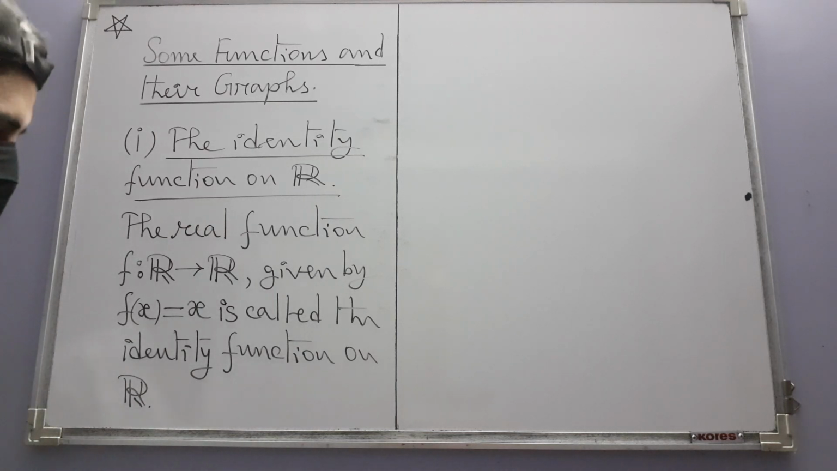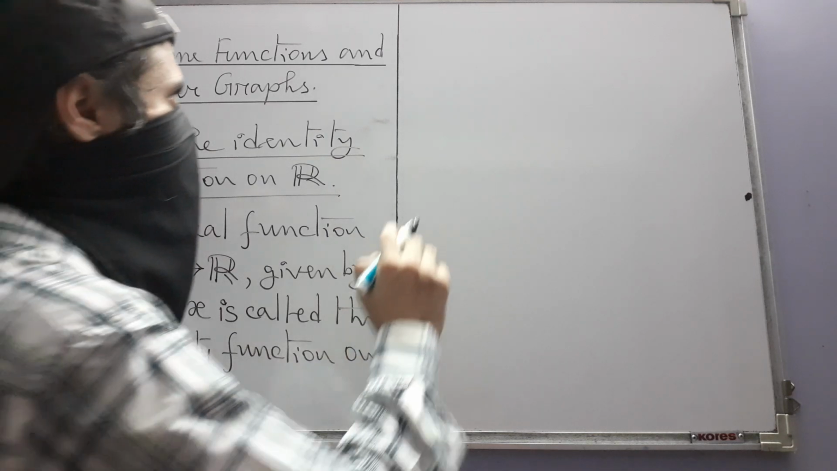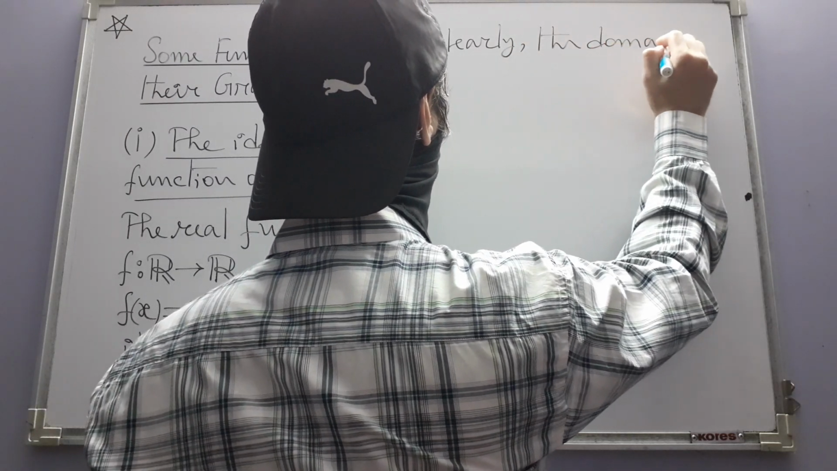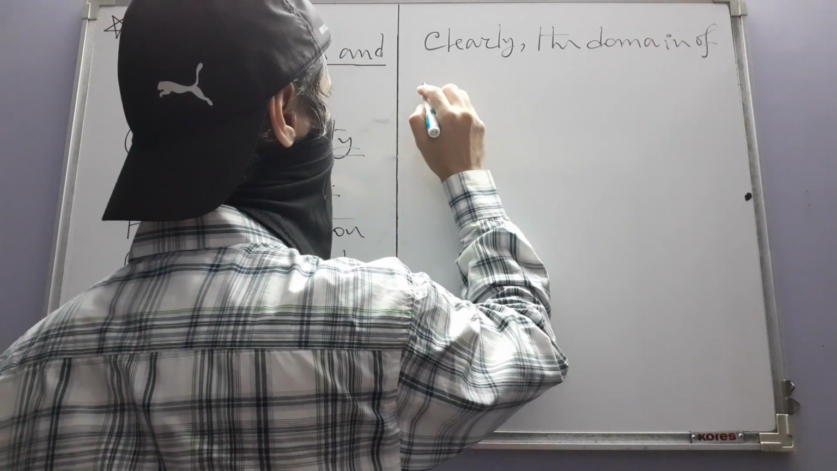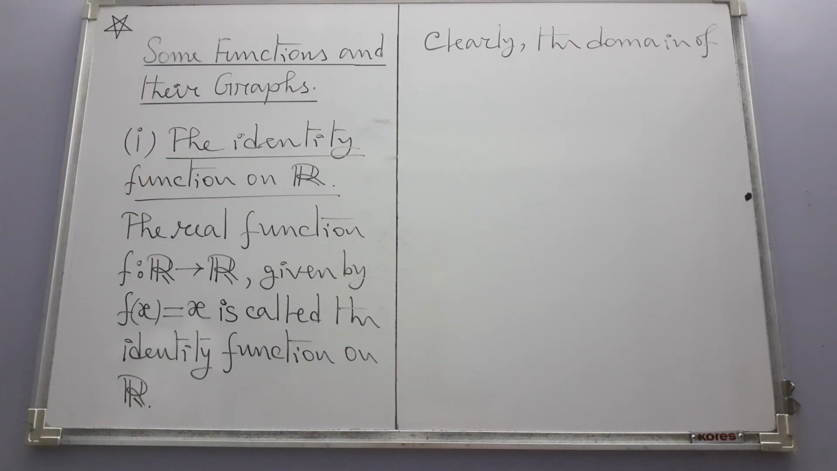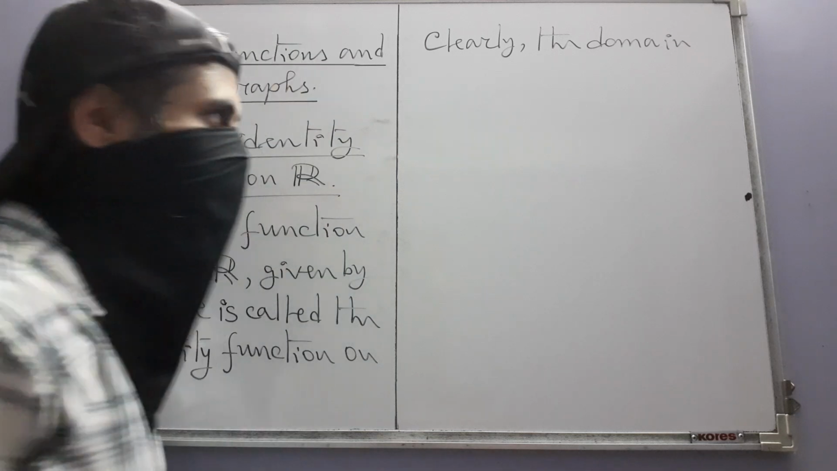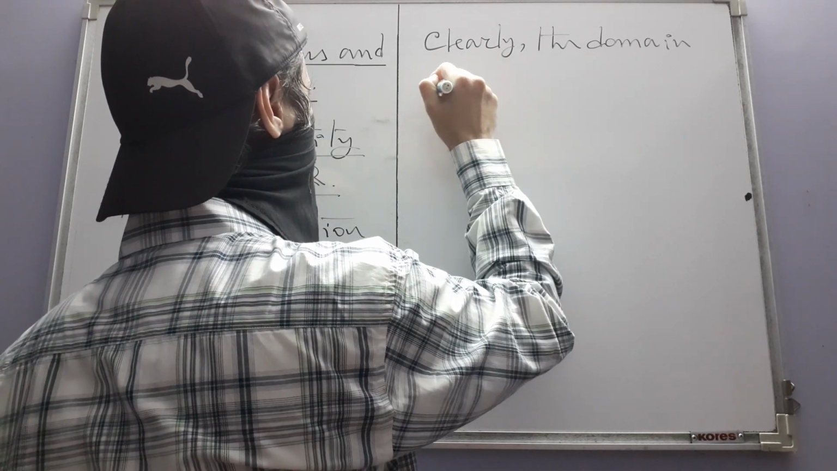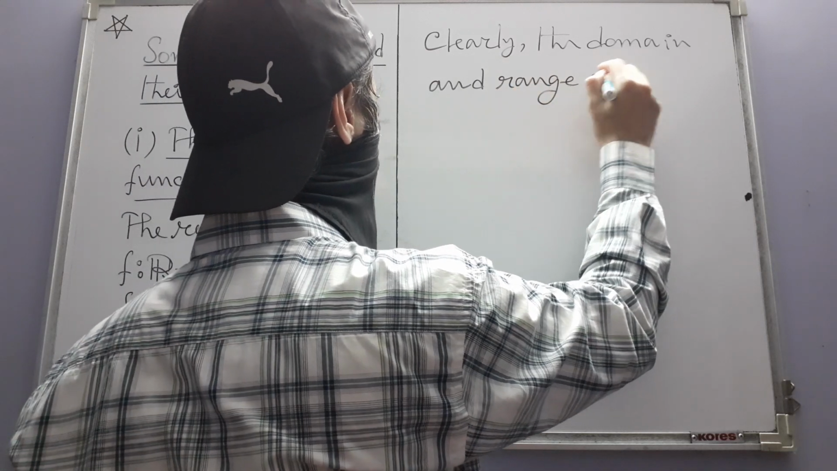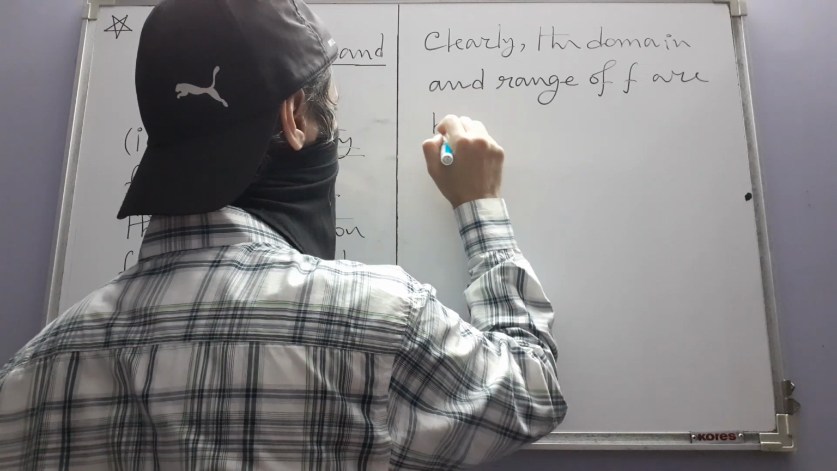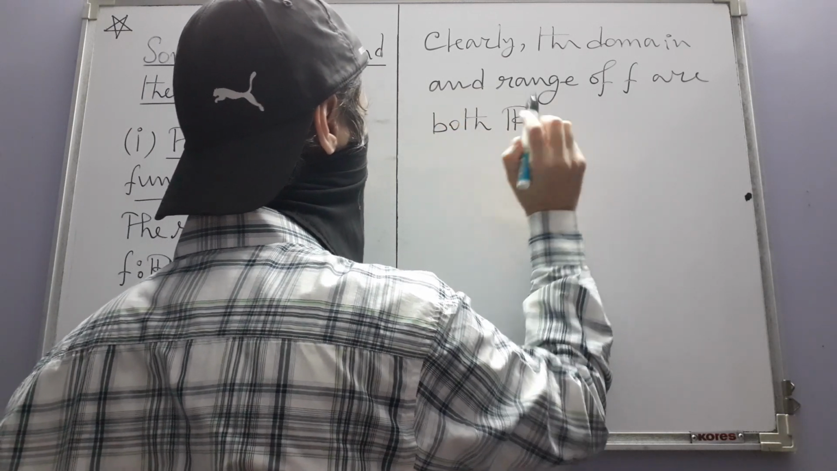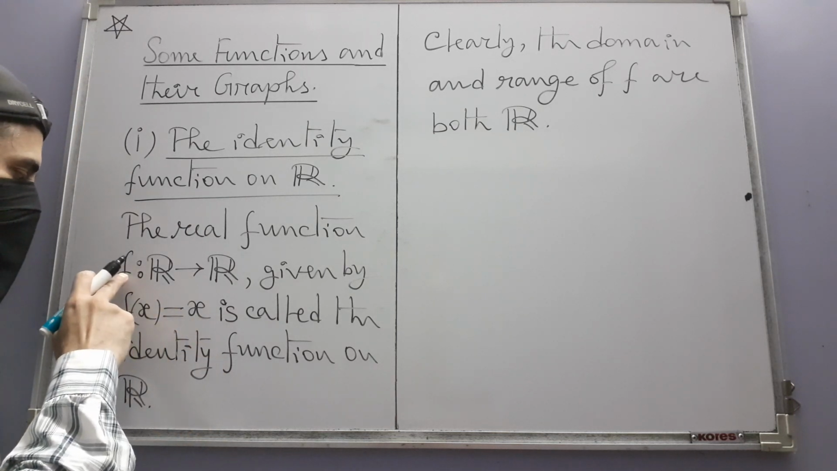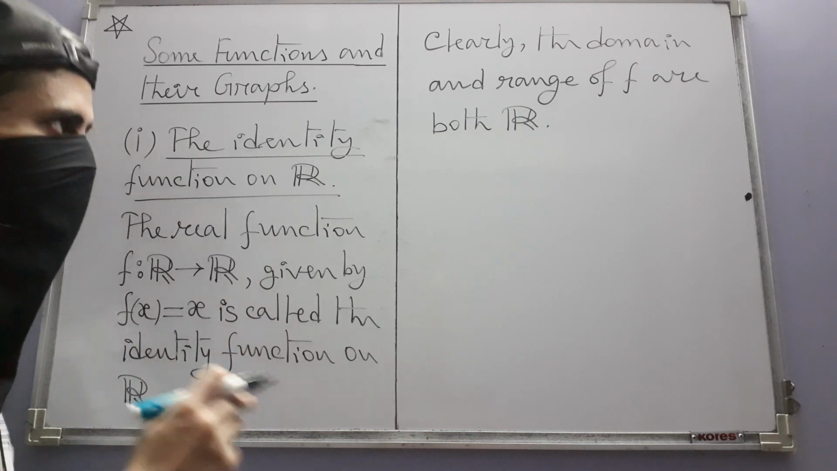Now, what are its domain and range? Clearly, the domain and range of f are both R. The domain is the set of all first coordinates of the ordered pairs whose collection is the set F, and the range is the set of all second coordinates.